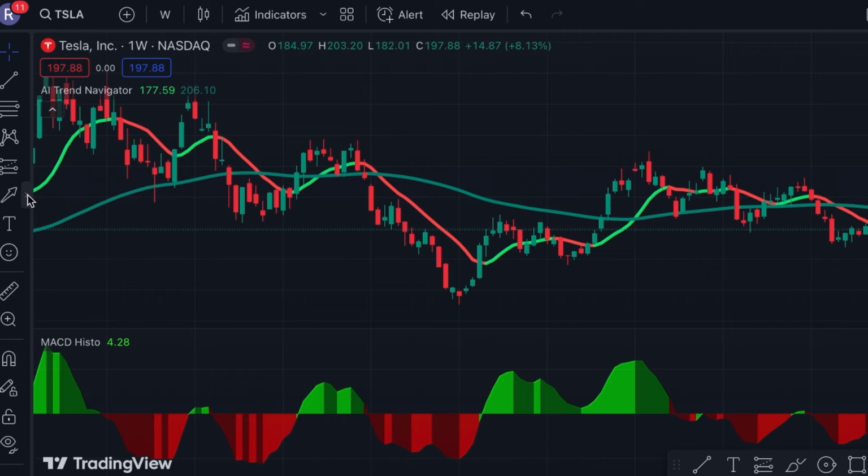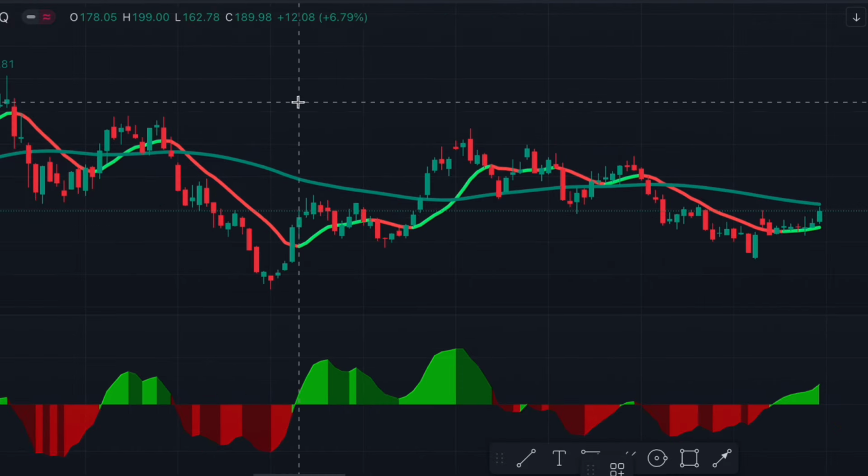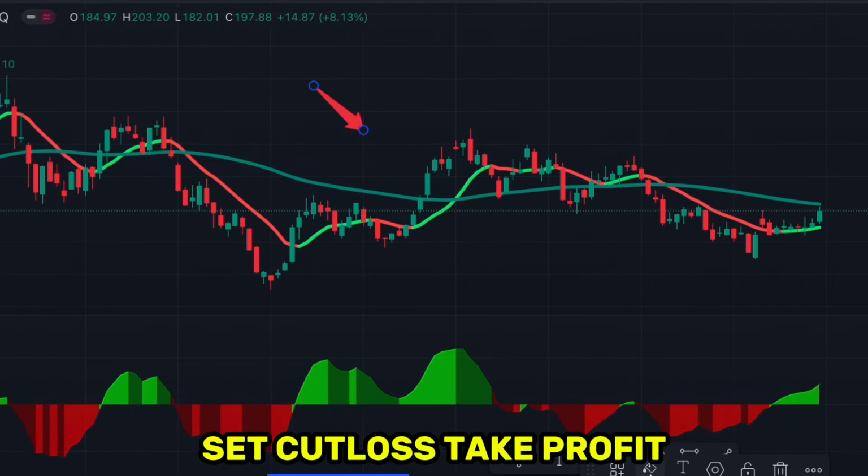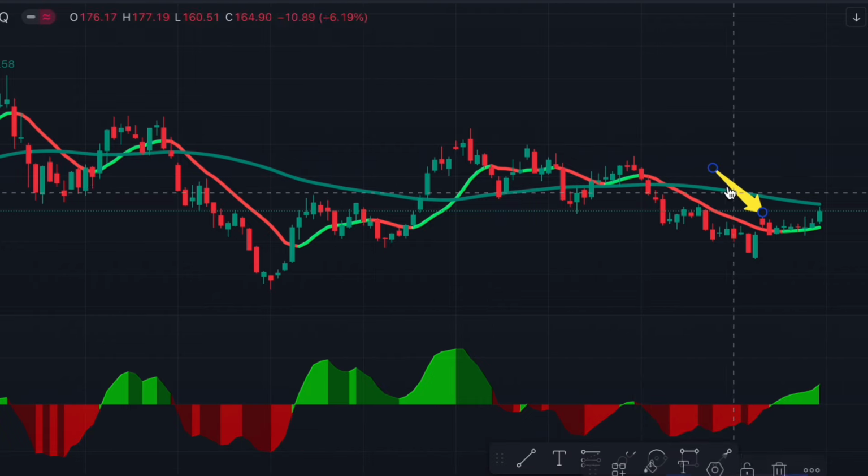When planning any trade, make sure that the cut loss and take profit areas are planned beforehand, so that you can execute your trading strategy based on the risk-reward ratio.